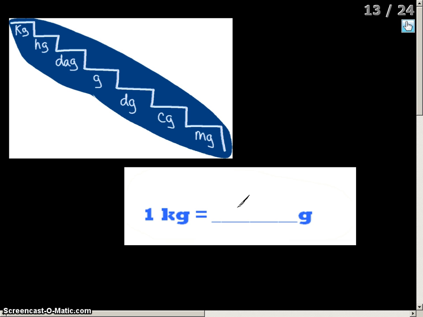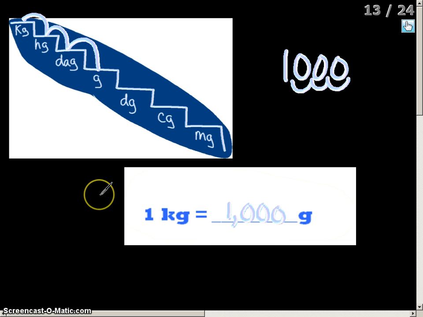Now what I want you to do is pause this video. I want you to work this problem out: 1 kilogram equals how many grams? When you're finished with the problem, you can press play and I will have the answer for you. So I want you to pause the video now. Okay, so you can see the answer, 1 kilogram equals 1,000 grams. That may have been a little bit of an easy one. We went down 3 steps this time. So since we went down 3 steps, that means our number increased. We move the decimal point 3 places to the right, giving us the answer of 1,000 grams.